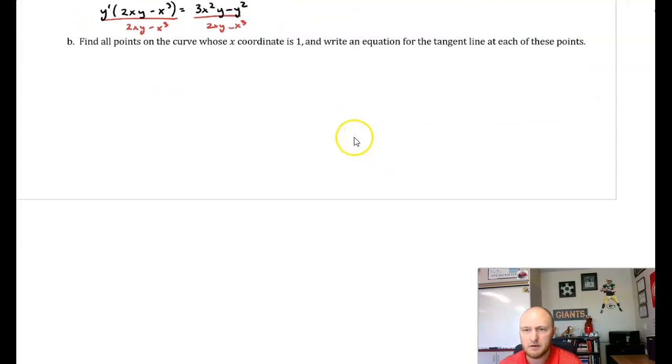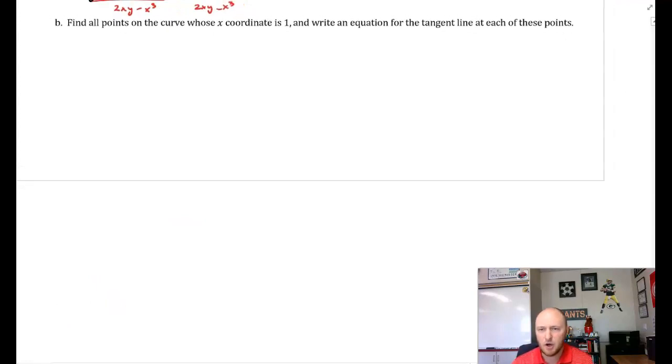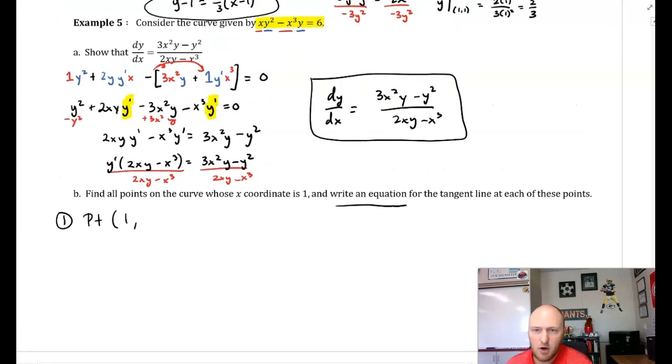Part B. All right, so we are asked to find all points on the curve whose x-coordinate is 1 and write an equation for the tangent line at each of these points. So if I'm going to write an equation, I need points. They tell us x is 1. I don't have the y value, so I'm going to have to use the equation that they gave us in order to find y. So this is all example 5.